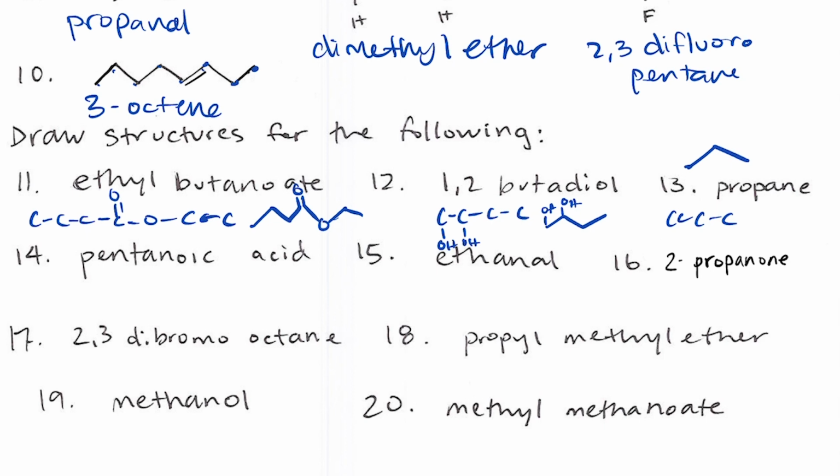It's an acid, so it's got the carbon double bonded to the O at the end. So we say it is 1, 2, 3, 4, 5, double bonded to an O with an OH there, or 1, 2, 3, 4, 5, double bonded to an O with an OH at the end. Pentanoic acid.